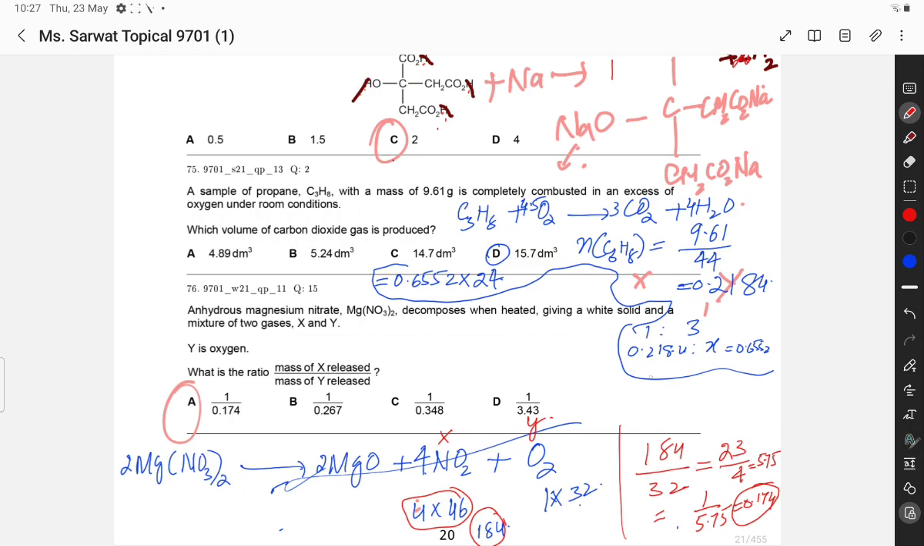0.2184 ratio x, so we get moles of carbon dioxide is 0.6552. So by multiplying, this is the volume of carbon dioxide, mole into 24 dm cube, so we get 15.7 dm cube of carbon dioxide gas is produced.